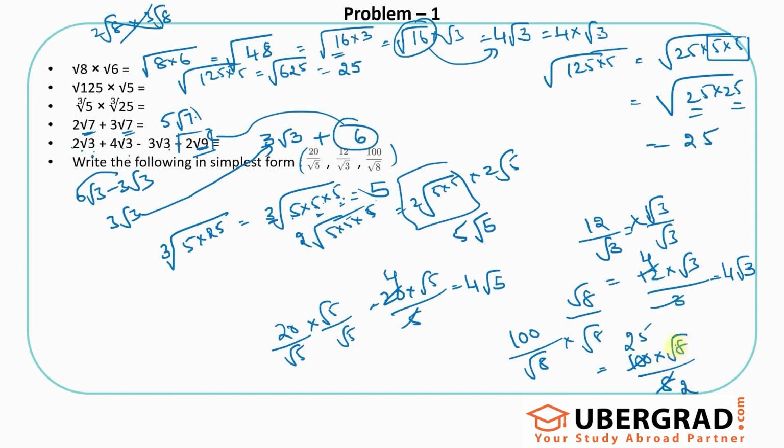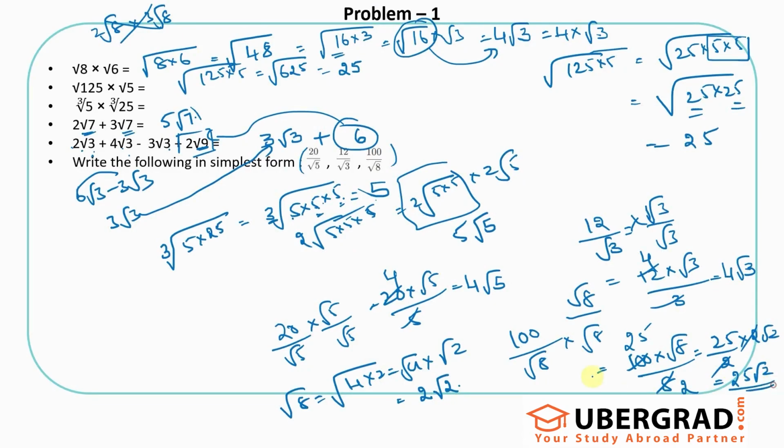Root 8 can be simplified. How? Root 8 is nothing but root of 4 into 2. That is nothing but root 4 into root 2. What is root 4? 2. So root 8 can be written as 2 root 2. So 25 by 2 into root 8 is 2 root 2. So I can still cancel this. This is going to give me 25 root 2.